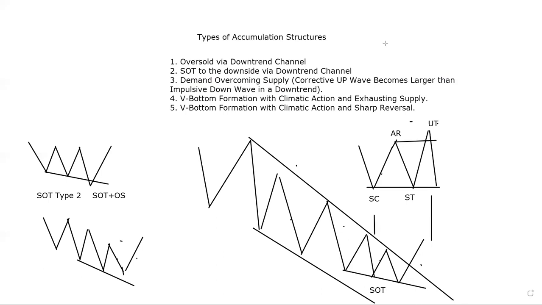Got it? Then what will happen? Then the bias will change. This will become a failed selling climax. The price will fail on this region and will continue to go down.